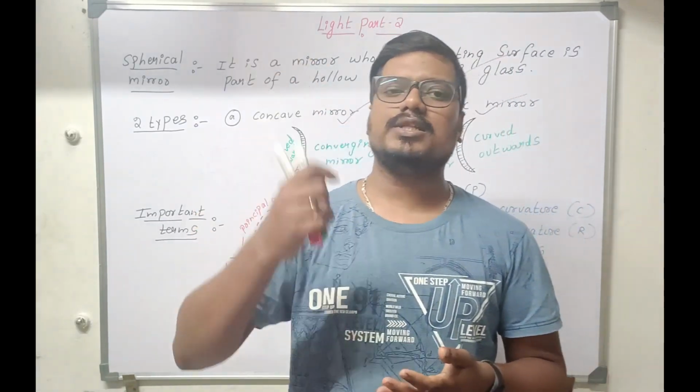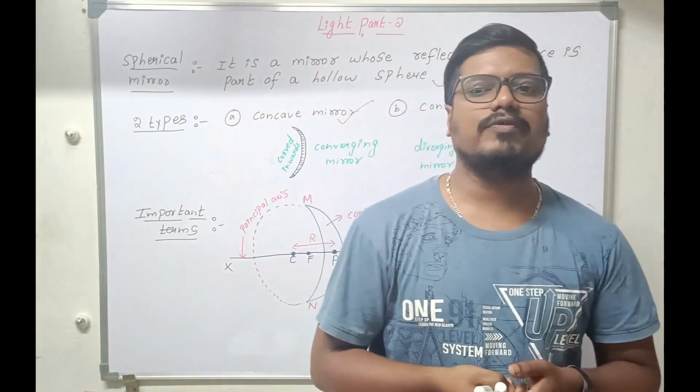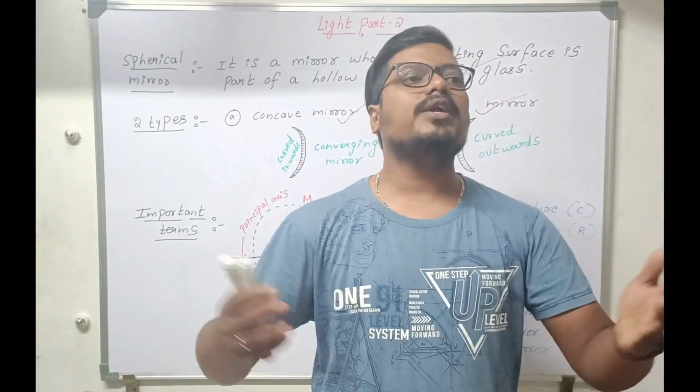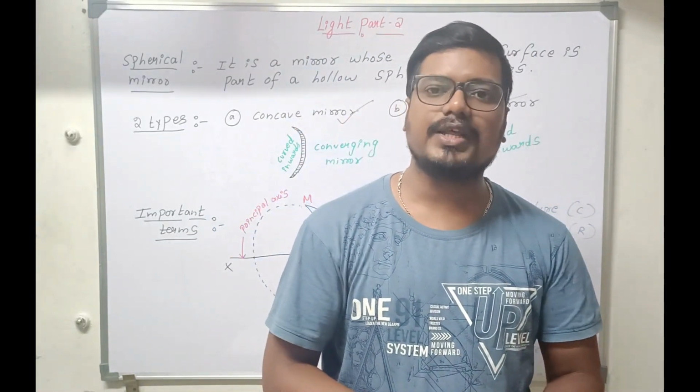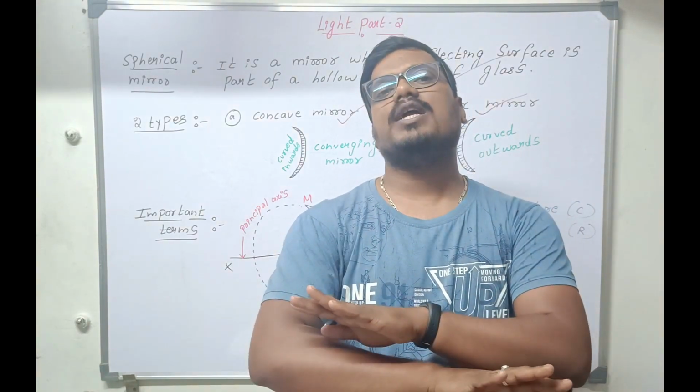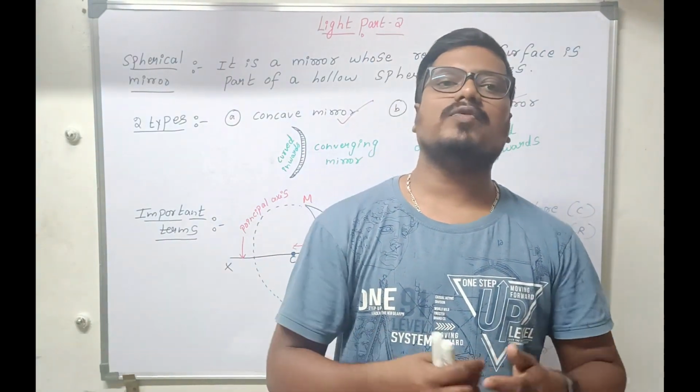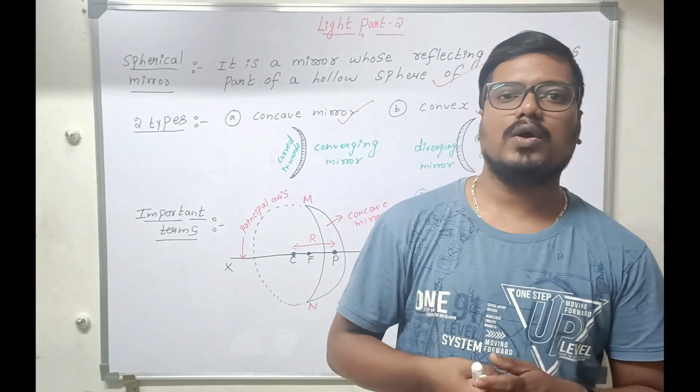Because of the light you can see the tube light. Is the tube light converged or diverged? It is diverged. That is why it gets spread everywhere in the room. Diverging means it will get spread out. So you now have the concept of converging and diverging.